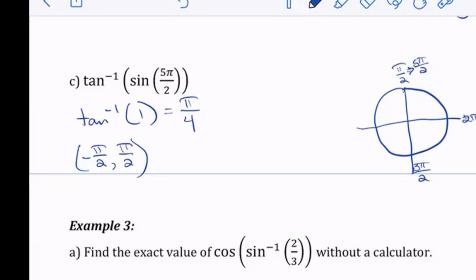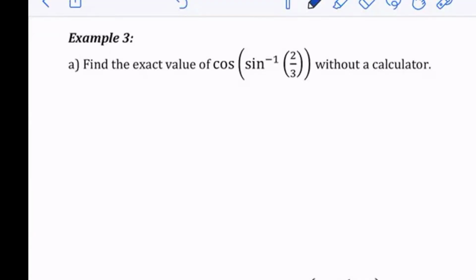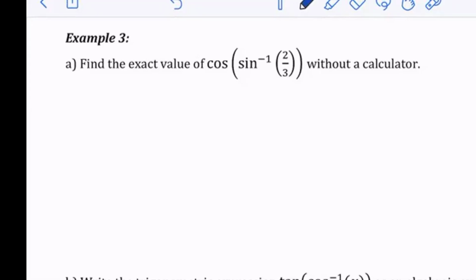You work on the inside first, and then wherever your inverse is, be sure that answer for that inverse is within your restrictions. Example 3, we want to find the exact value of cosine of sine inverse of 2/3 without a calculator. Okay, so now we're going to have a little bit of work to do.